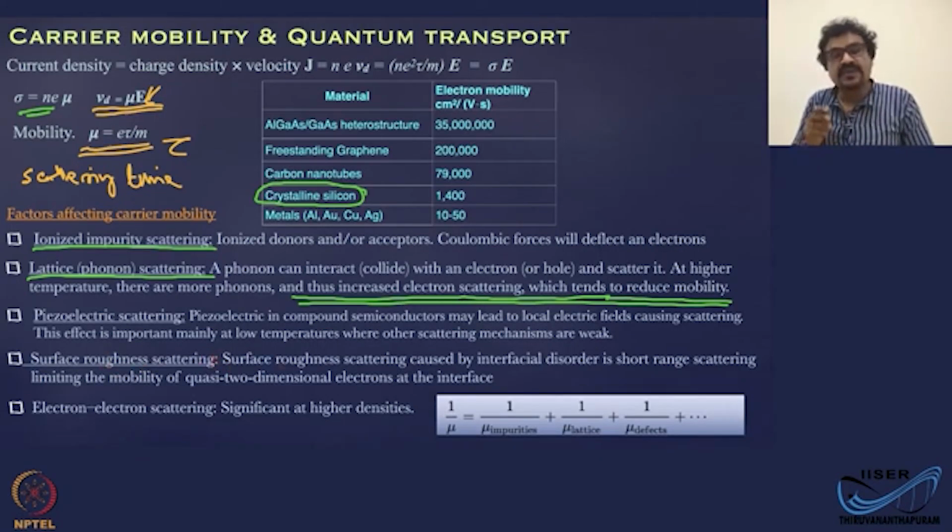Reducing the surface roughness is really, really important to get high mobility electron systems, especially two-dimensional systems. That is where perfect lattice matched growth is very, very important to realize good quality electron systems. Then you can also have electron-electron scattering, which is significant at really high densities.